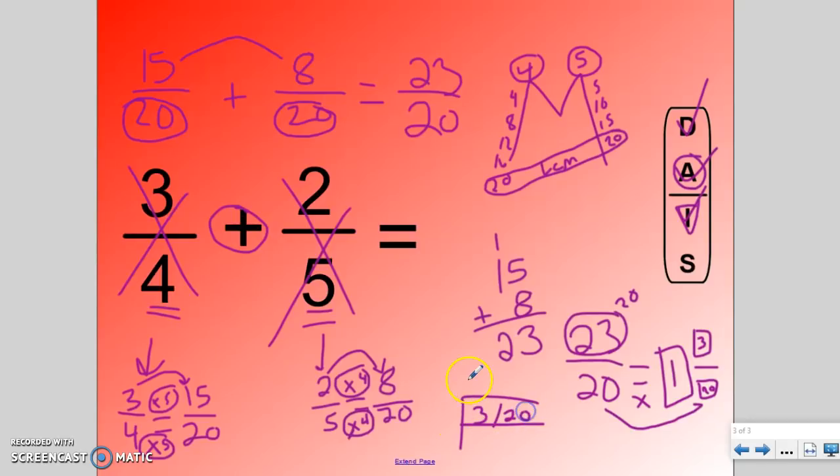What's nice about 3 is it's a beautiful prime number, so the only numbers I need to think about are 1 and 3. There's nothing times 3 that can make 20, because 3 times 7 is 21, so 3 is not going to work, so we are 1 and done. So my final answer, if I was going to write it, is 1 and 3/20ths, because we are in simplest form, and that would be my final answer. Time for you to try some.